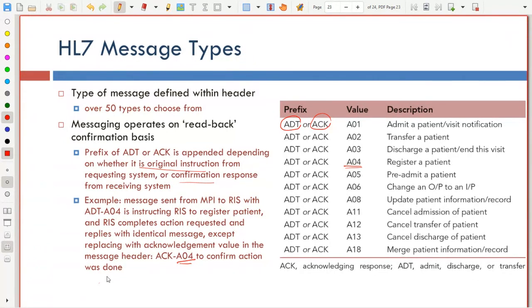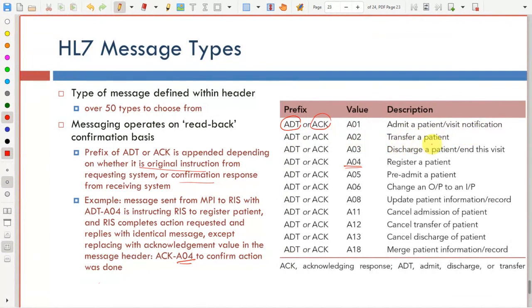Okay. So this is extremely important because you don't want to send a message and assume that it was received, and then it ends up basically being lost in the way, and whatever you requested or whatever information you assumed reached the destination wasn't there. Okay, so basically for the ADT, for example, you have different values here for the different actions that you would have with this particular message type. Basically, for example, A01 means admission of a patient or a visit notification.